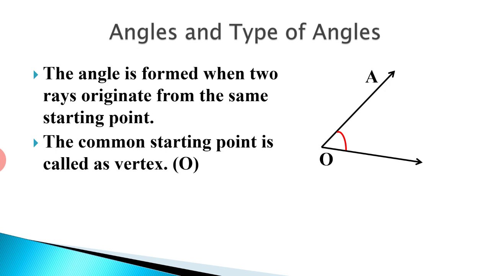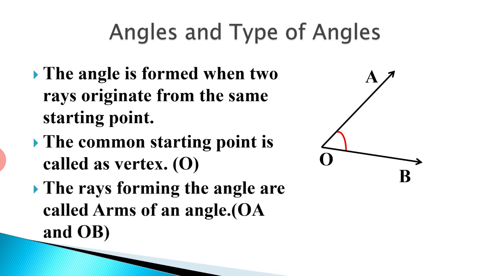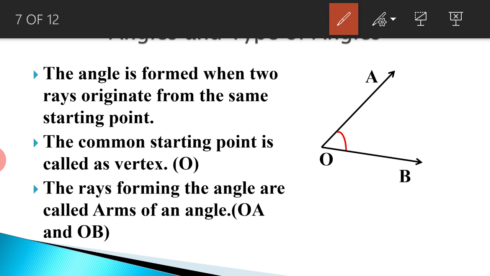Now we will define another point on the rays, A and B. The rays forming the angle are called arms of the angle. So which are the arms in this particular angle? OA and OB. Now can I say it as AO and BO? You must remember that the letters in rays cannot be interchanged. If the ray is OA, that indicates that the starting point is O. The name of the ray always starts with the starting point and you cannot interchange its position.